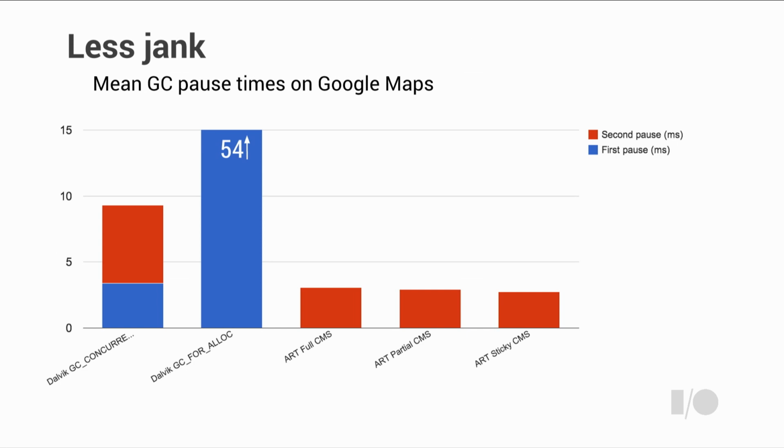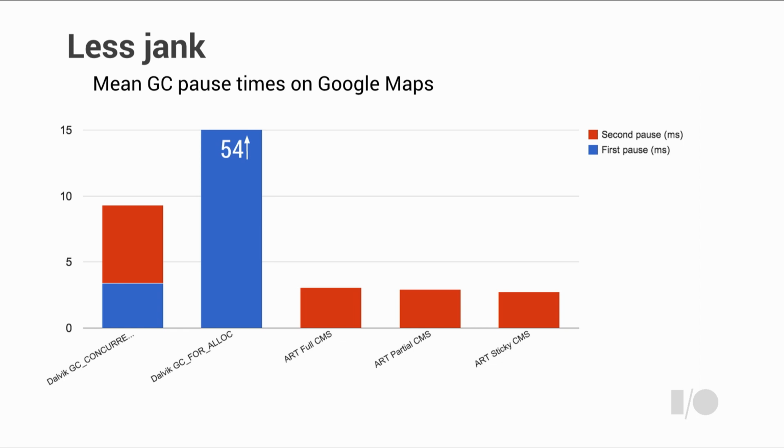What does this look like for an application like Google Maps? On the left, we've got the concurrent mark sweep GCs happening in Dalvik. The first pause is around 3 to 4 milliseconds, the second pause around 5 to 6 milliseconds, and the total comes in at just under 10 milliseconds. These are times from a Nexus 4.